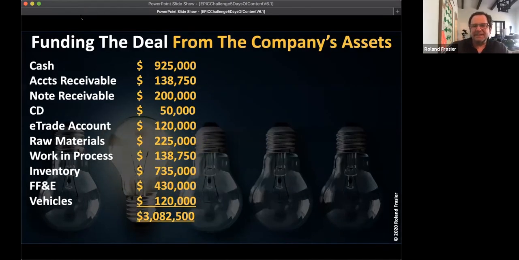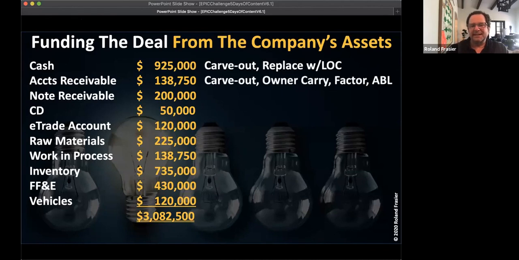So there are lots of different things. And remember, there's no right or wrong answer here in terms of the types of things that you could do. You could do carve outs with cash. You could replace it with a letter of credit or something like that. You can ask the owner to carry parts of the accounts receivable so that they basically are keeping those. You could carve it out as a deal. You can have a third-party factor. You could get asset-based lending on those. And the same things that apply to accounts receivable apply to note receivable.